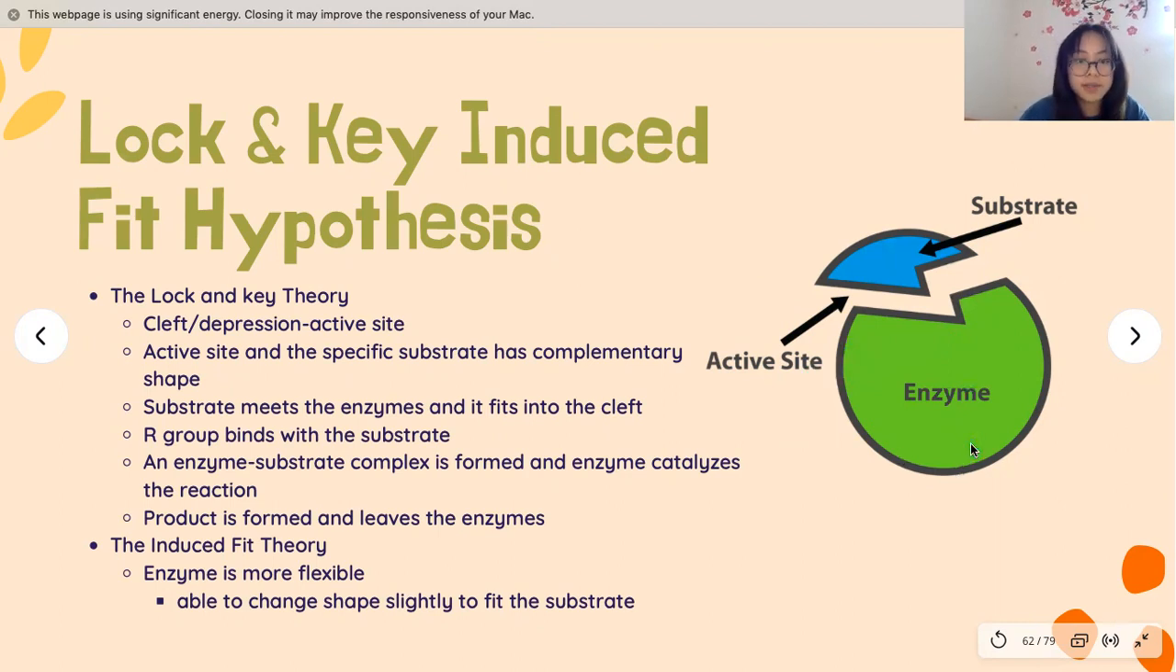The induced fit theory basically says that it's the same thing as the lock and key theory, but it's more flexible, and the enzyme can slightly change shape so it can better fit the substrate.